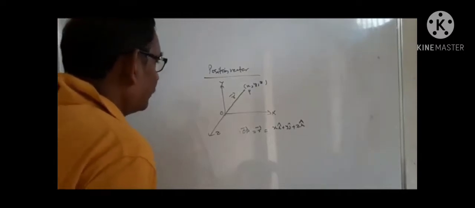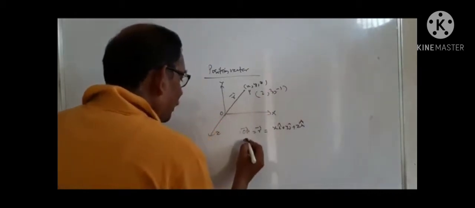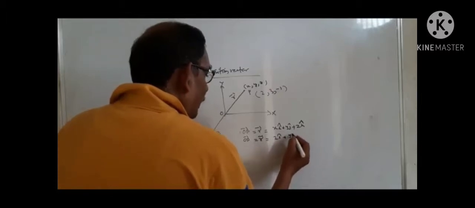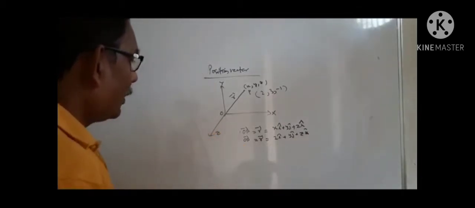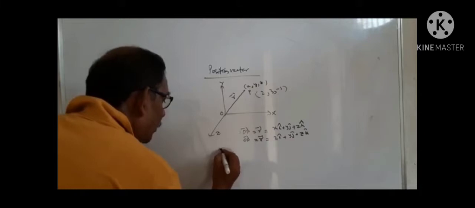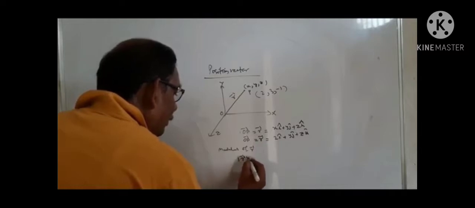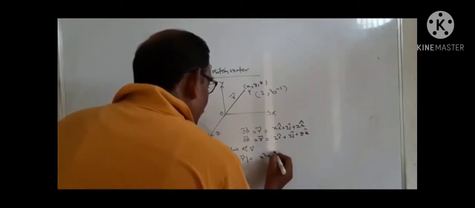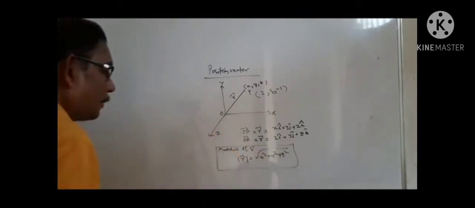Take one example. Suppose in place of x, y, z we have 2, 3, minus 1. Then OP you have to represent in this way: 2 i cap, 3 j cap, and minus 1 k cap. If you want to find the modulus of this R, modulus of vector R, this is the square root of x square plus y square plus z square. In this way, you calculate the modulus of any vector.